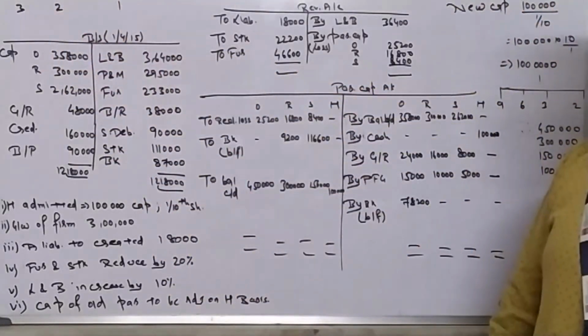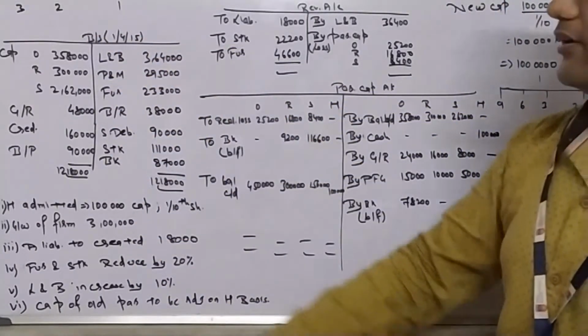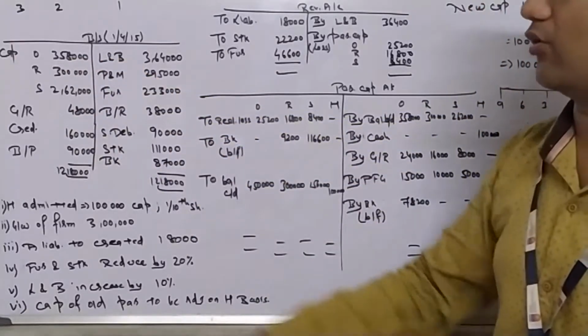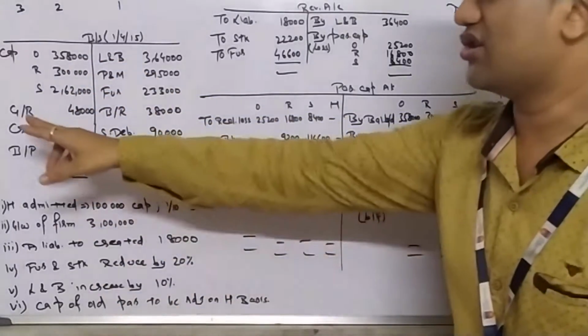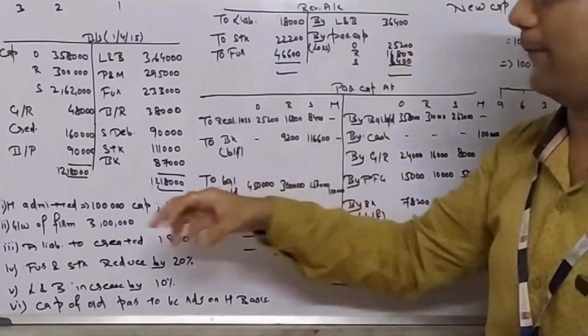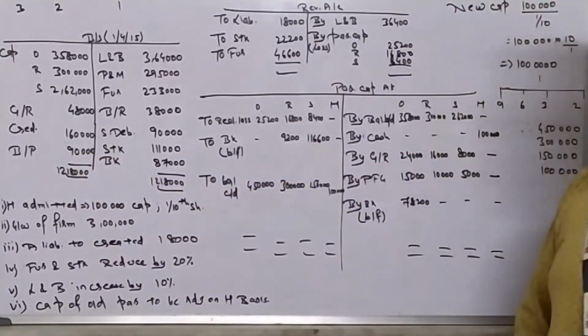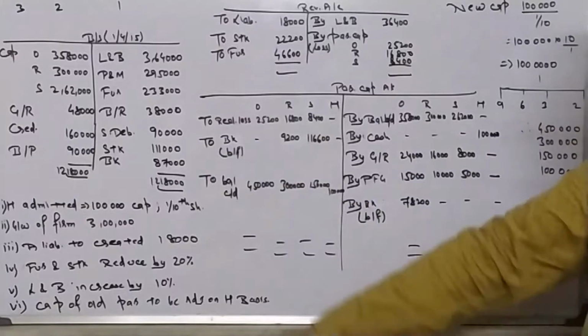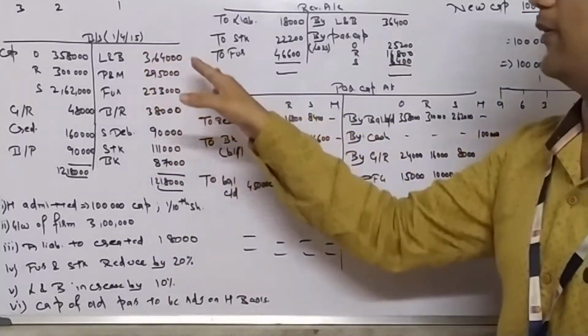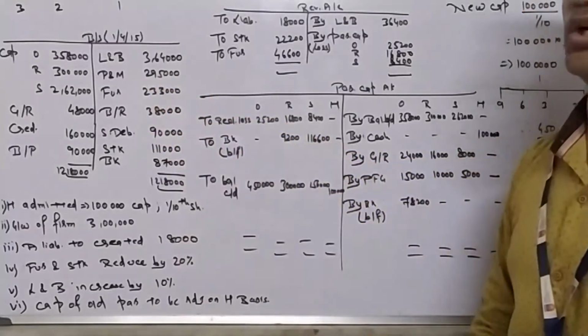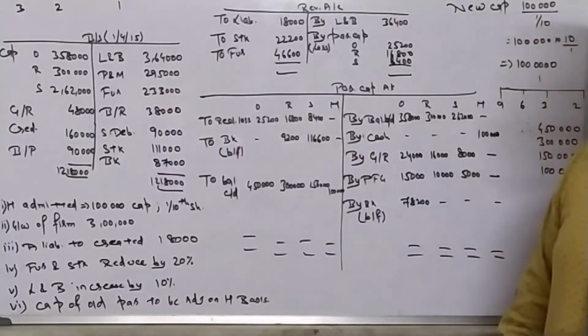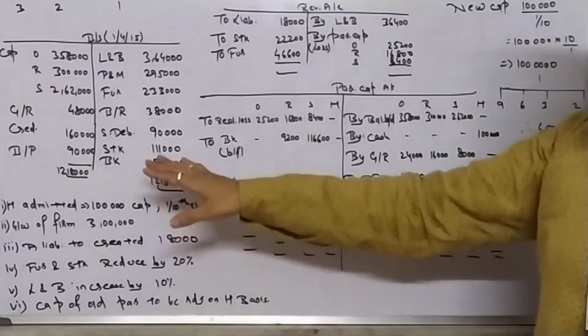There are partners O, R, S, and their ratio is 3:2:1. Their balance sheet shows capital of O, R, S 3,58,000, 3,02,000, 2,62,000, general reserve 48,000, capital reserve creditor 1,60,000, bills payable 90,000. On the asset side they are given land and building 3,64,000, plant and machinery 2,95,000, furniture 2,33,000, bills receivable 38,000, sundry debtors 90,000, stock 1,11,000, bank balance 87,000.